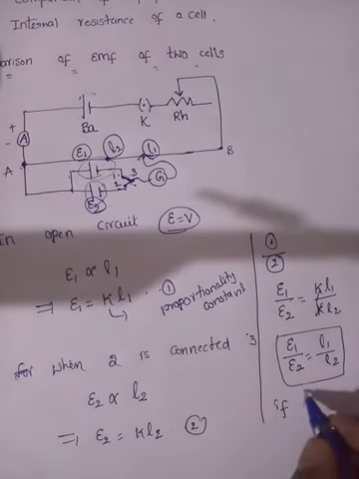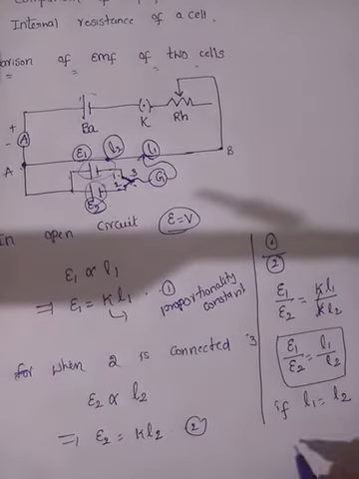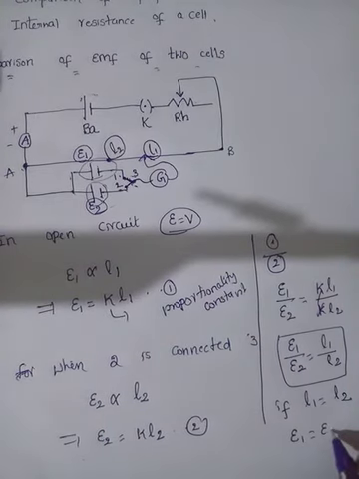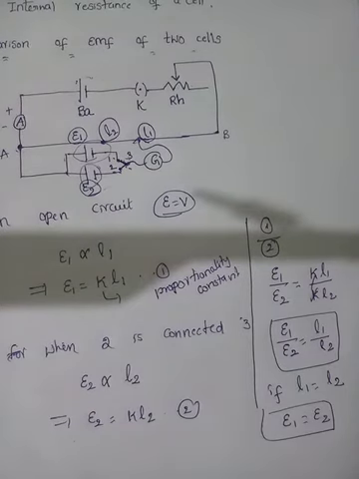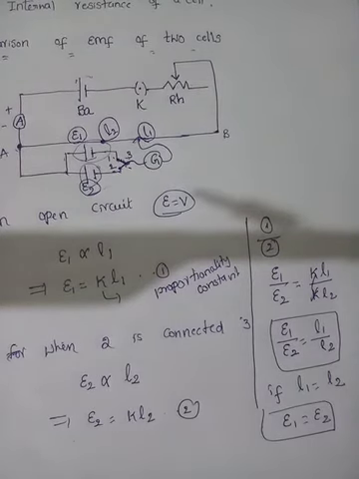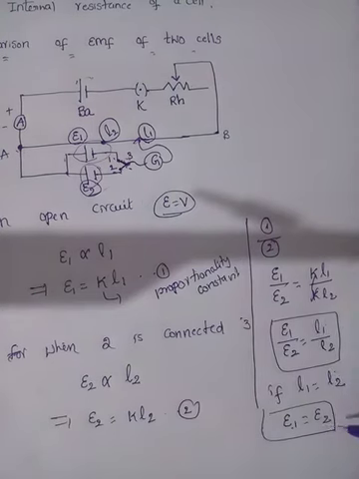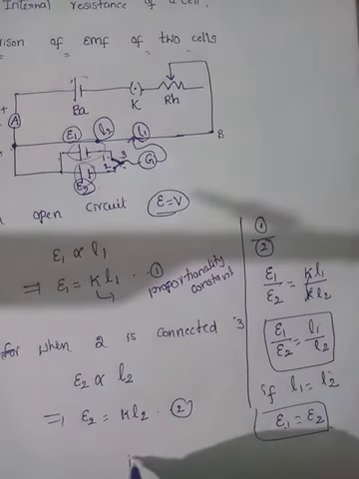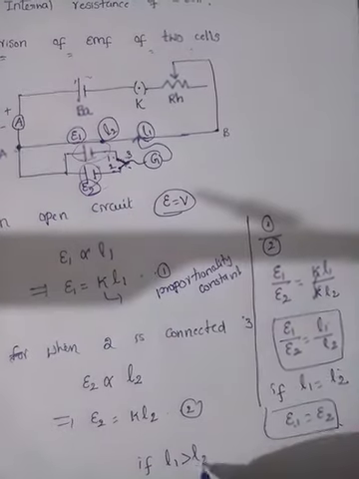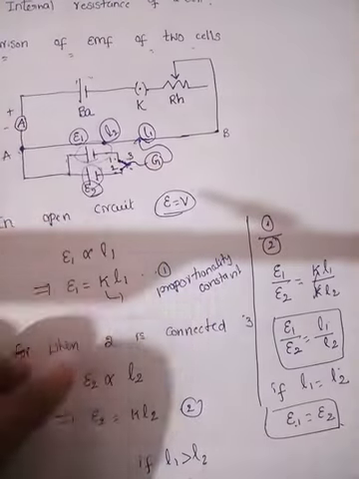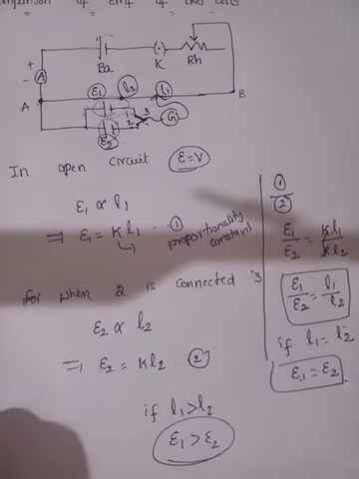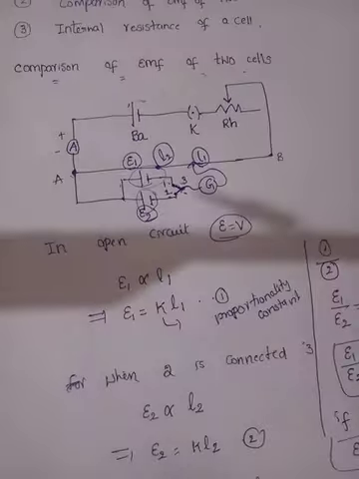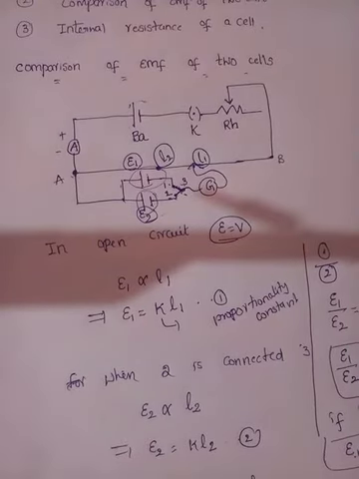For example, if we got both lengths the same, that implies what? E1 is equal to E2. So the balancing length that we are going to calculate represents the EMF. So even if L1 is equal to L2, then E1 equals E2. Suppose L1 is greater than L2, as we see here, then we can clearly say that E1 is greater than E2. So we can compare the EMF of two cells by using this potentiometer. This is one of the applications.